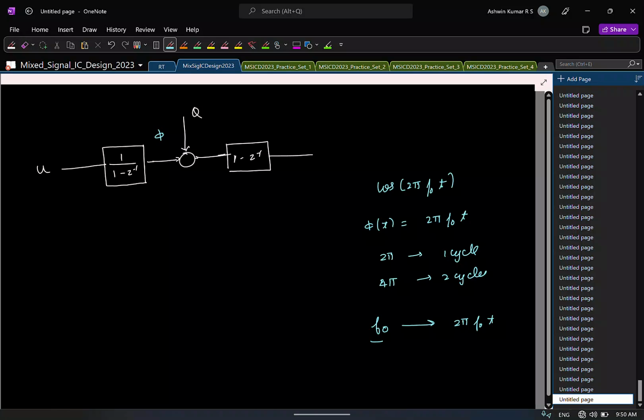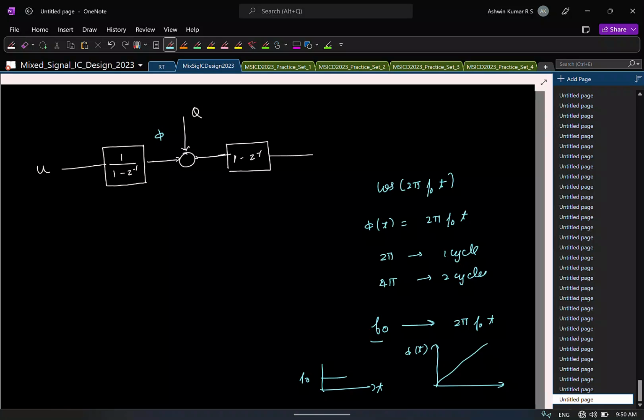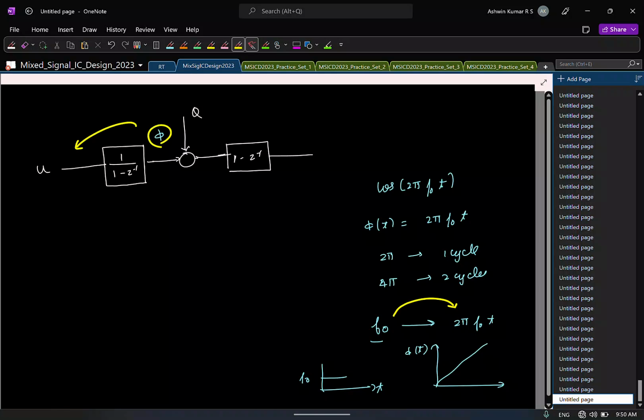If the frequency is constant versus time, how is the phase looking? Linear. So what kind of relation do you think is there between them? Integrator. It's an integrator. That's the fundamental definition: if you have a frequency, you integrate it, you get phase. So if this is phase, then this is the frequency. Integral of frequency is phase.